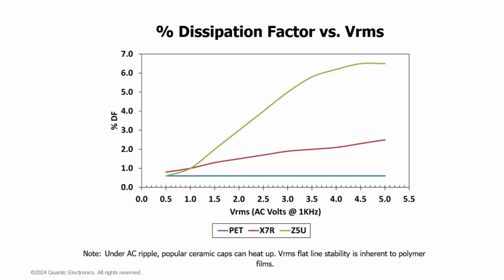Dissipation factor. A continuation of trends here as well. Again, the reliance on capacitance from thin plate separation versus high K allows for a very stable relationship of dissipation factor over AC voltage.